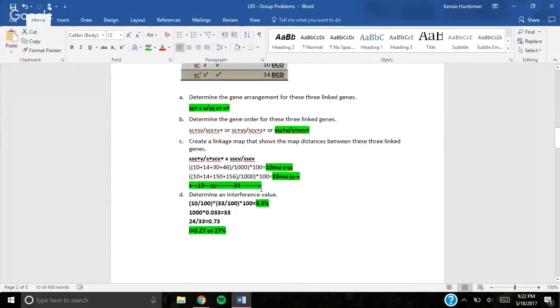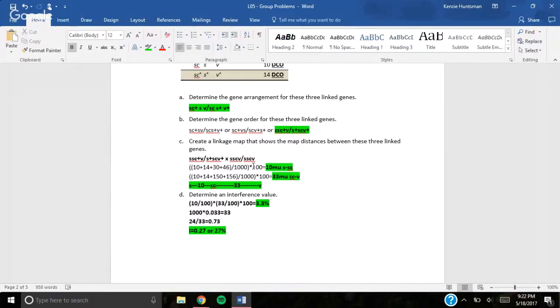Then you move down once you have that information, and you can do the linkage maps. You have the double crossovers, 10 and 14, that'll be in both equations. And then the S to SC is 30 and 46. And the SC to V is the 150 and 156. Add those all together. You get 10 and 33.